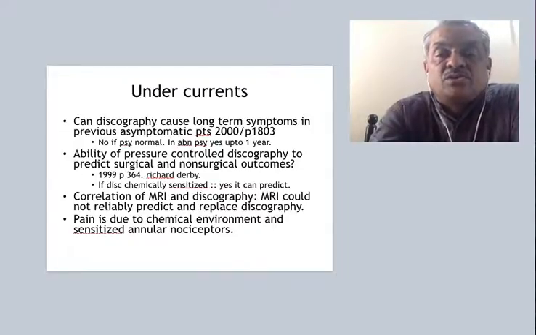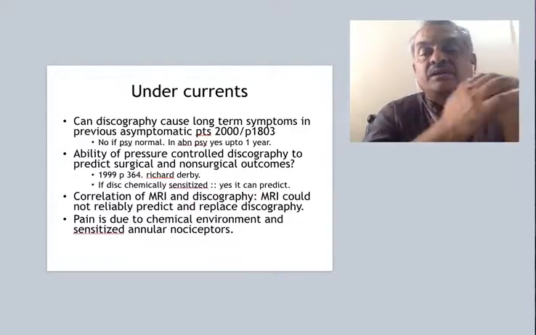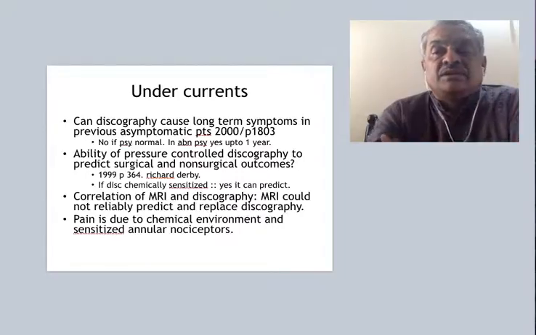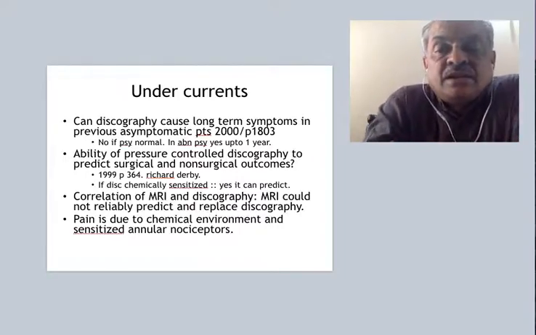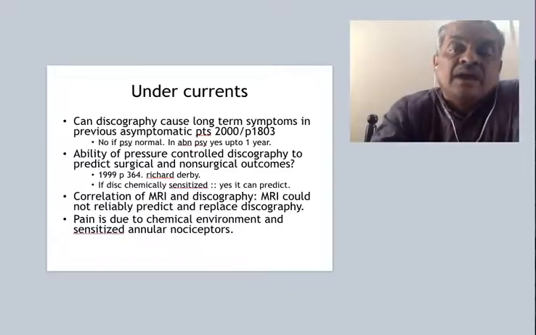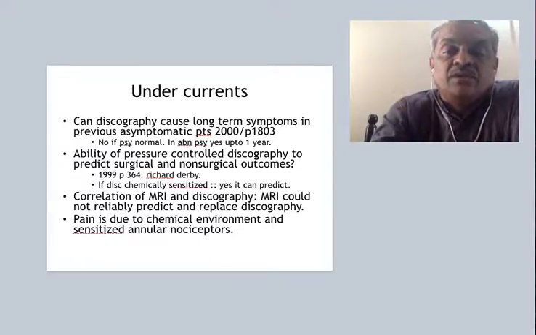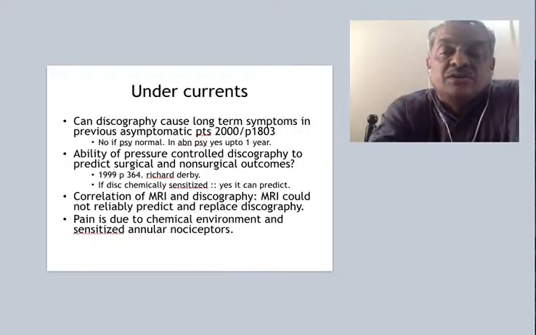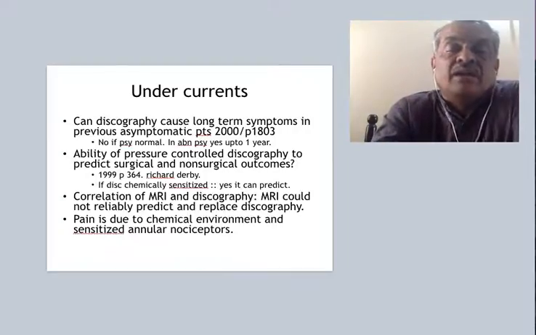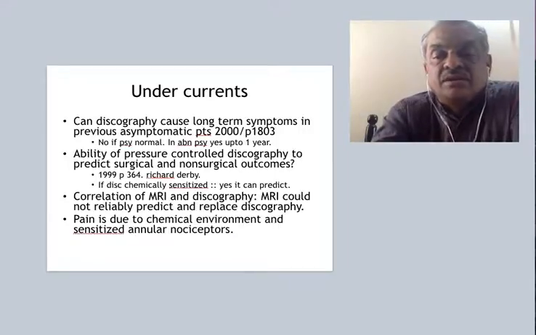Ability of pressure-controlled discography to predict surgical and non-surgical outcome was studied by Richard Derby in 1999. And if the disc is chemically sensitized, then yes, it can predict that the disc is going to be painful, and it can predict a good post-operative result or surgical or non-surgical outcome. Indirectly, we are trying to detect the inflammation, and once detected, we can predict whether it can be relieved by our treatment and how it will respond to the treatment which we are suggesting.